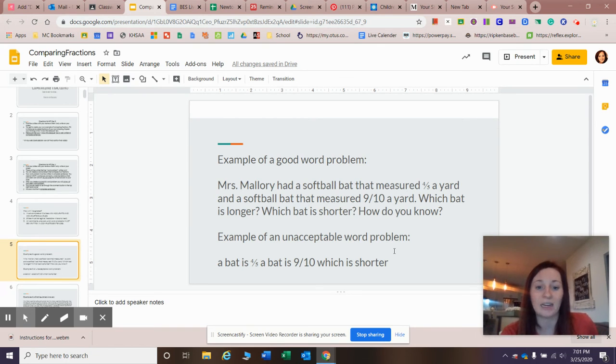Let's look at an example of an unacceptable word problem. If you send me a word problem like this for your peers to solve, I'm going to send it back to you to redo. A bat is 4/5. A bat is 9/10, which is shorter. Is that something your peers can solve? No. Your word problem needs to look a lot like mine. It needs to be just as long.